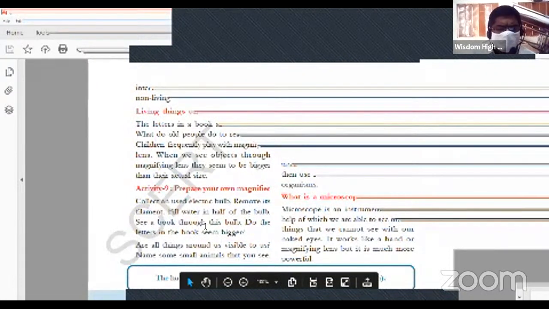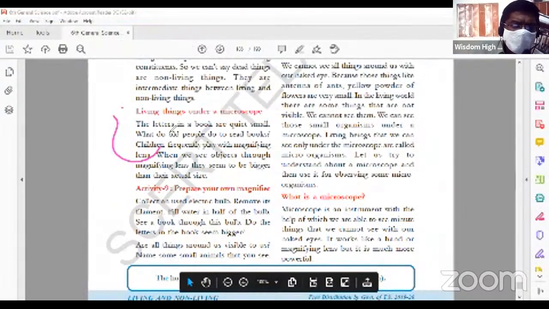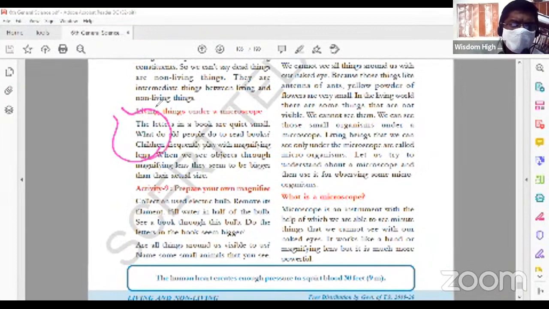Listen here. When you observe the letters through the bulb, once again, children, everyone concentrate here. First we take that electric bulb. This electric bulb can be filled with water, half of the bulb. After filling with water, you can see the book with the help of this electric bulb. After filling with water, what happens, sir? You can see that the letters appear very big to you.